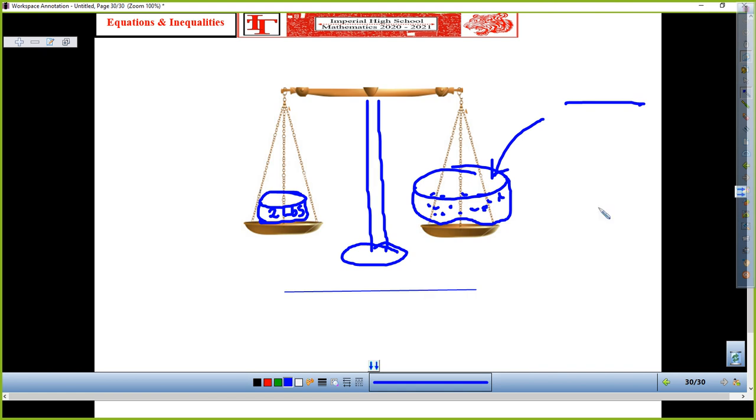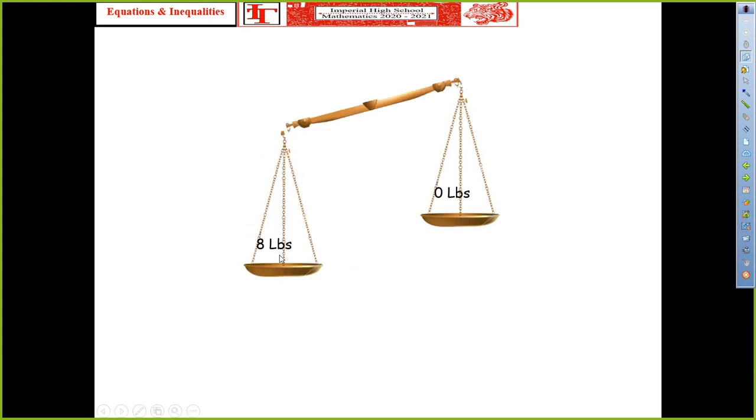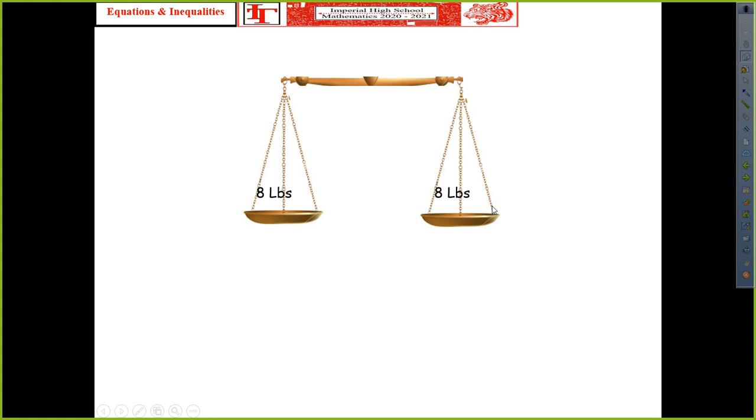And this is how the scale works. So let's say I was to put weight on one side, over here, and I'm missing weight on the other side. To make it equal, guess what? I need to put weight on the other side so that it can stay equal. That's an equation. Or vice versa, if I was to put weight on the other side, and so on and so forth. Well, when it's equal, it's an equation. But when it's not equal, it's an inequality.